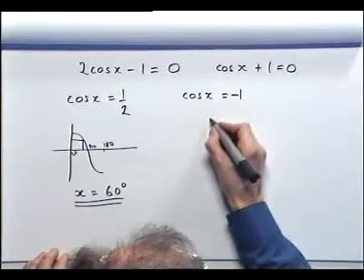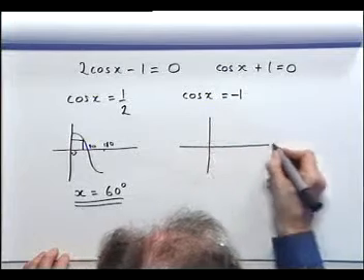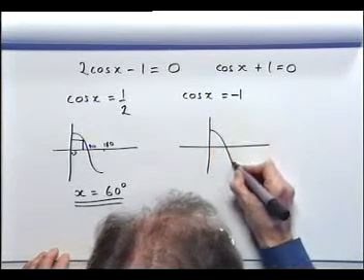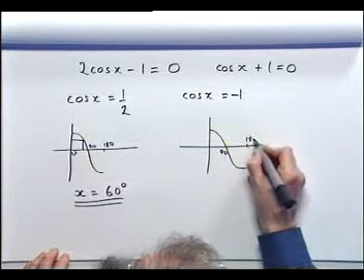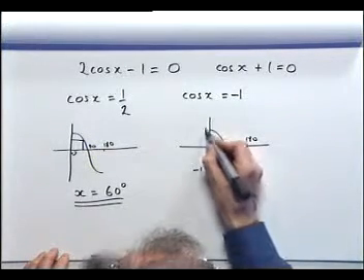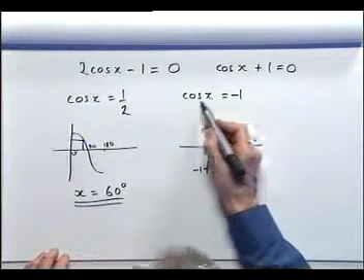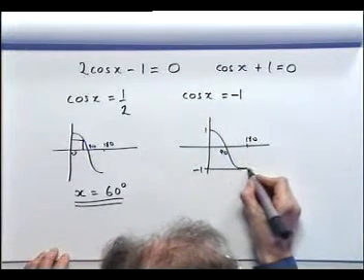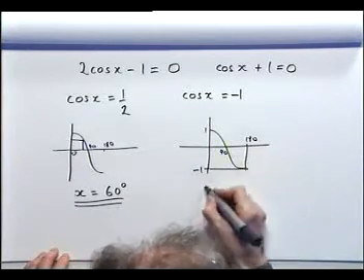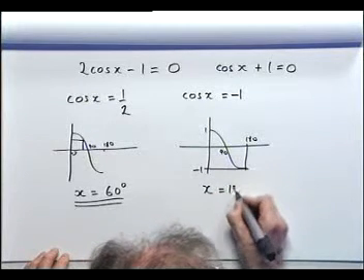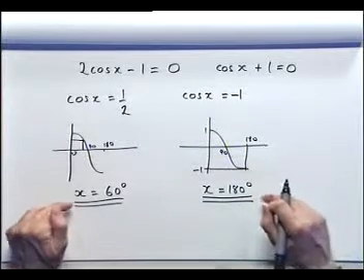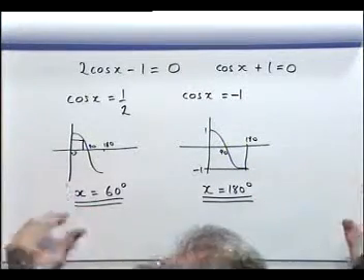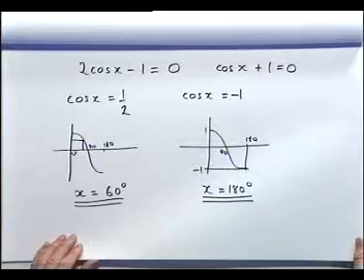For this one, again, let's sketch cos of x between 0 and 180. That's there and there, between minus 1 and plus 1. And we want cos of x equal to minus 1 just at one point there. And so therefore x is equal to 180 degrees. So those are our two answers to the full equation that we had.